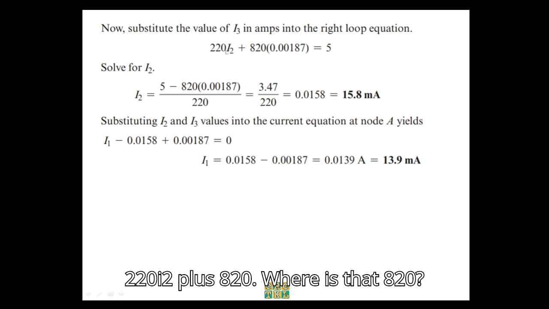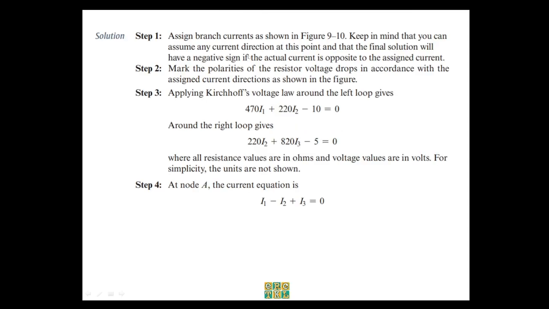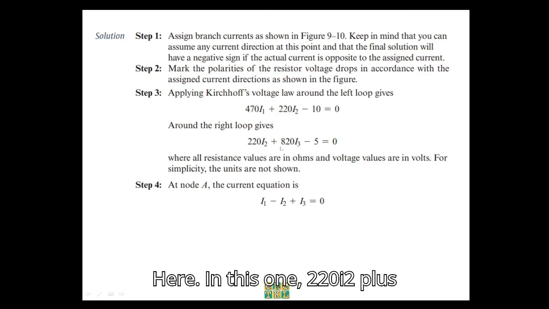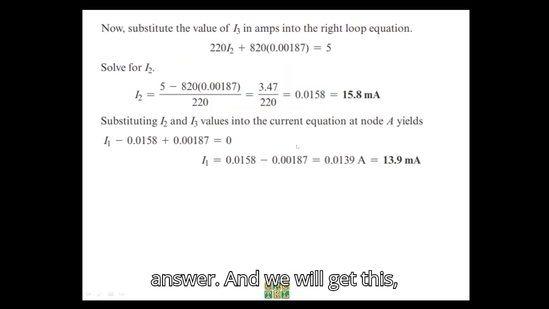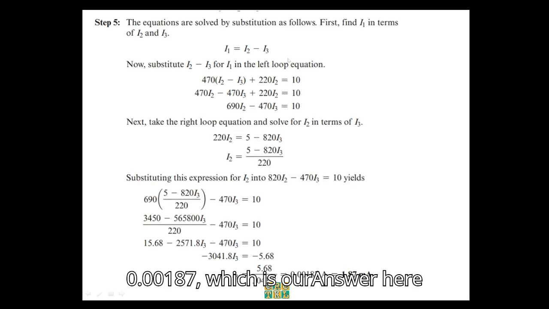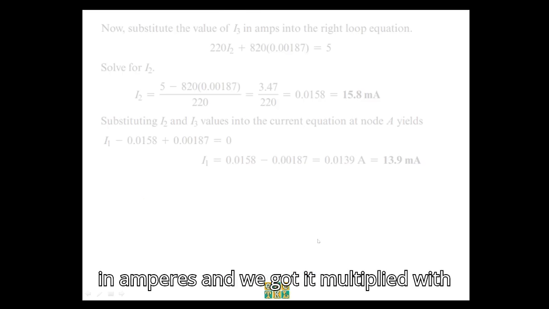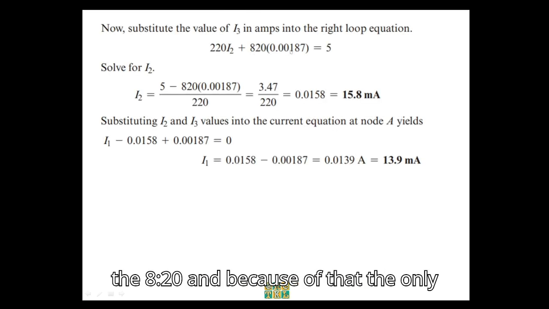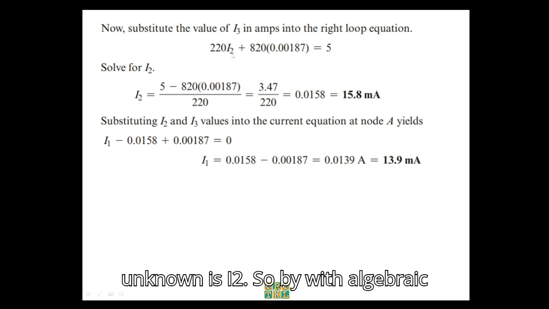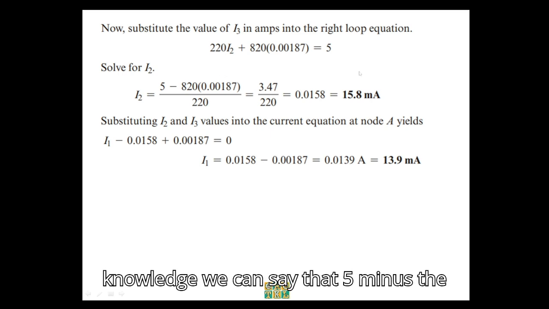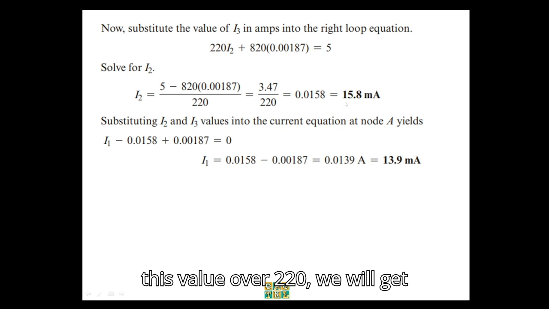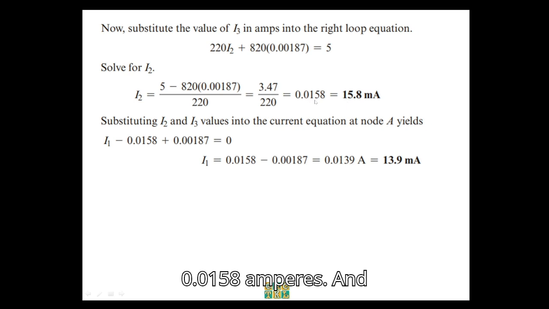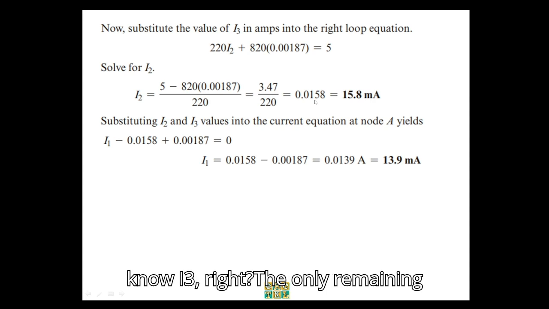Okay, so we have here 220 I2 plus 820 I3 minus 5 equals 0. We will substitute I3 with the answer, and we will get this, 0.00187, which is our answer here in amperes, multiplied with the 820. Because of that, the only unknown is I2. So with algebraic knowledge, we can say that 5 minus the 820 multiplied with this value, over 220, we will get 0.0158 amperes. And because we already know I2, we already know I3, right?